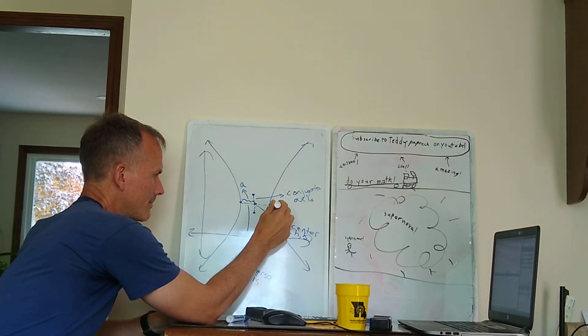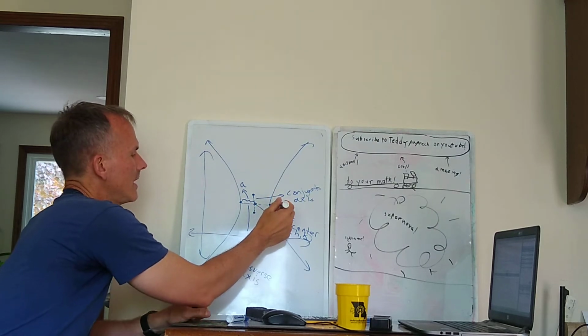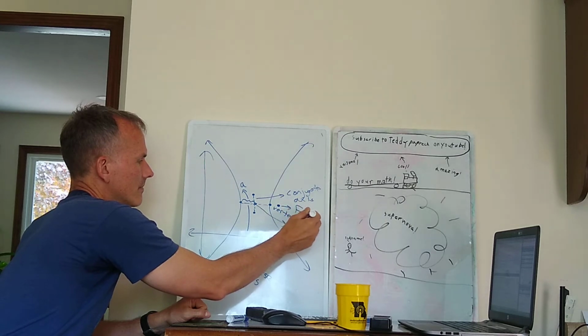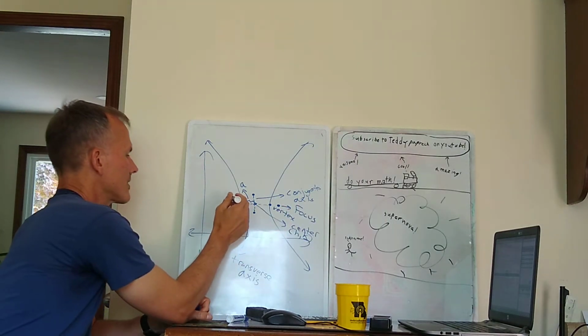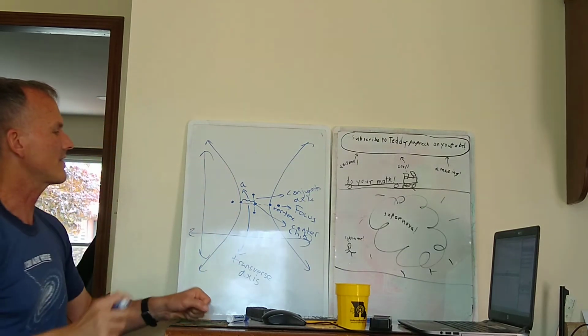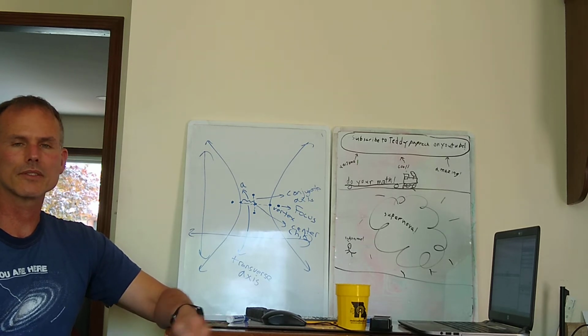If I extended the transverse axis past the vertex, I would get to what is called a focus. And there's another focus over here past the other vertex. So a hyperbola has two vertices and two foci.